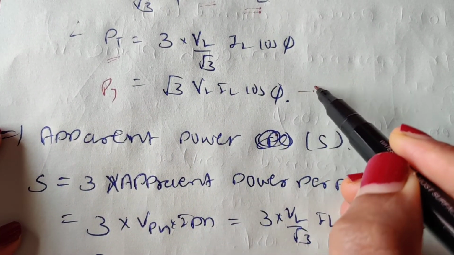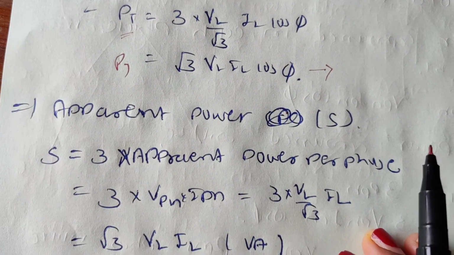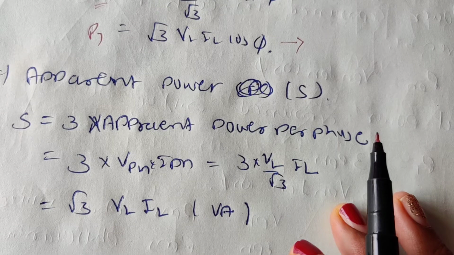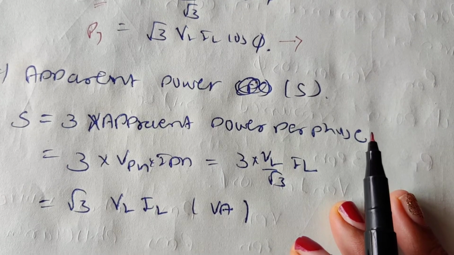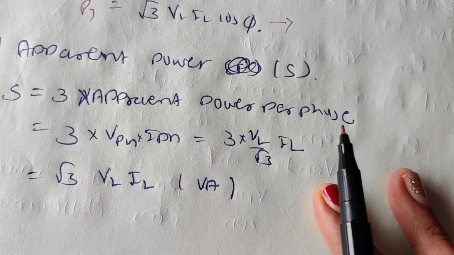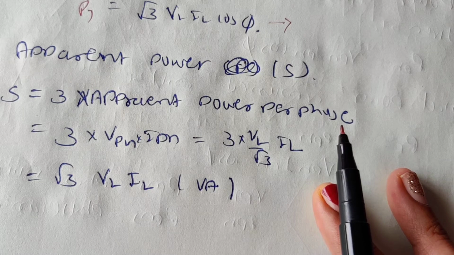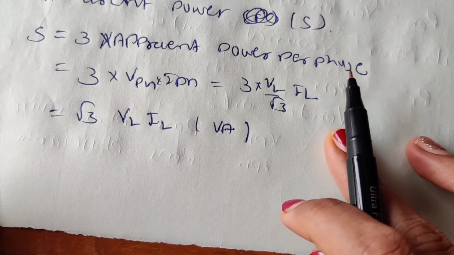This is the total power consumed in a three-phase balanced star connected network. Now the apparent power S: this also applies to all three phases in a circuit. So apparent power S is equal to 3 times the apparent power per phase, that is 3 VPH IPH, which is again root 3 VL IL, and it is measured in volt ampere. So that is all about the apparent power.